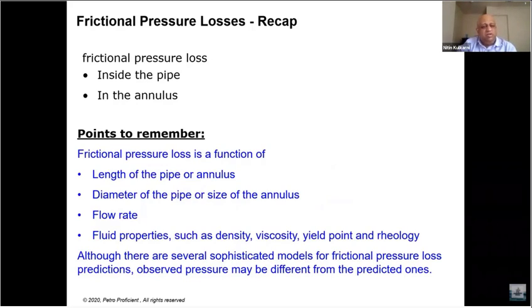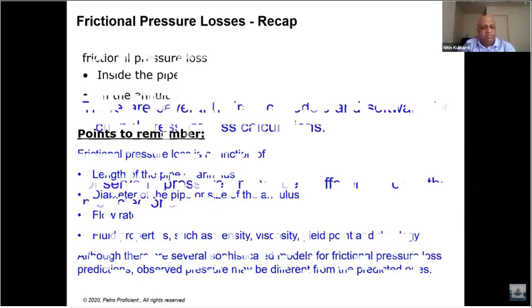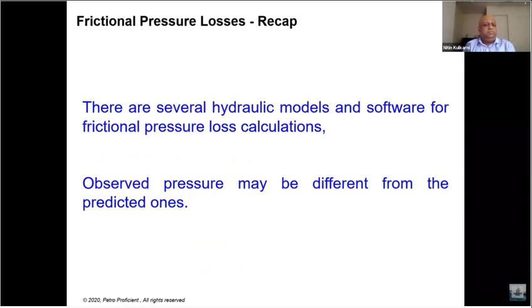So in general, your friction pressure loss would be a function of your length of the pipe, diameter, flow rate, and flow properties, that is density, viscosity, yield point, and other rheological values. In the practical world, you usually have a number of software packages to calculate these, and they will give you values, and you normally see that the observed values are different from the predicted or calculated values.